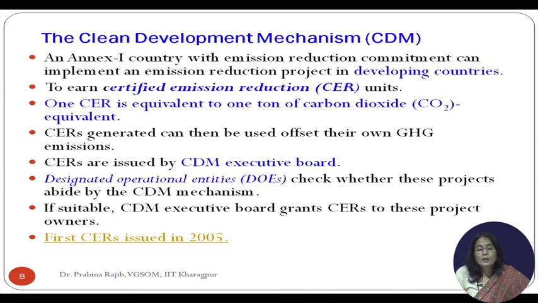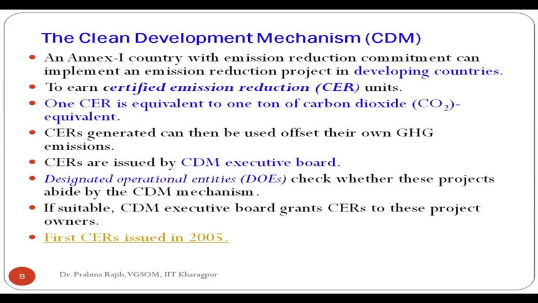So, what kind of project will it be starting? Let us say an Annex 1 country starts a rural electrification program in some country, based on solar panels. By undertaking this project, that Annex 1 country will be able to earn some certified emission reduction units, or CER units, and these CER units can be traded in commodity exchanges, generating some cash flow for the companies which own these CERs.